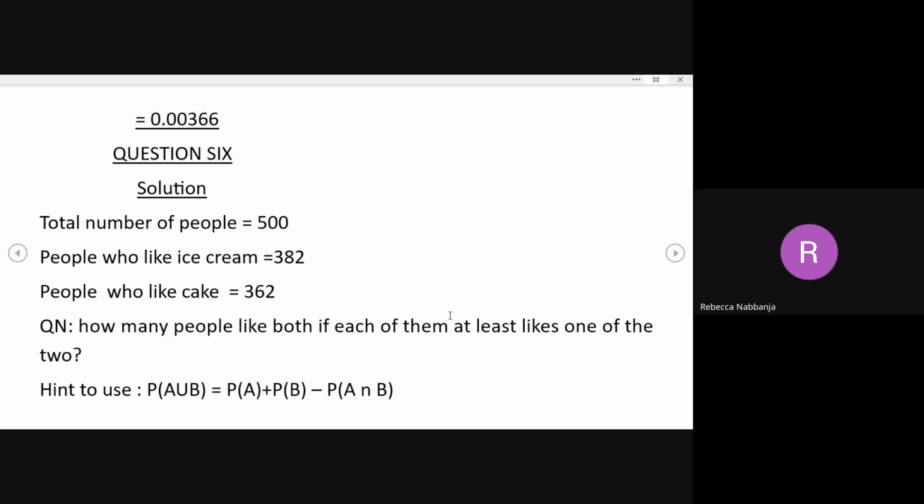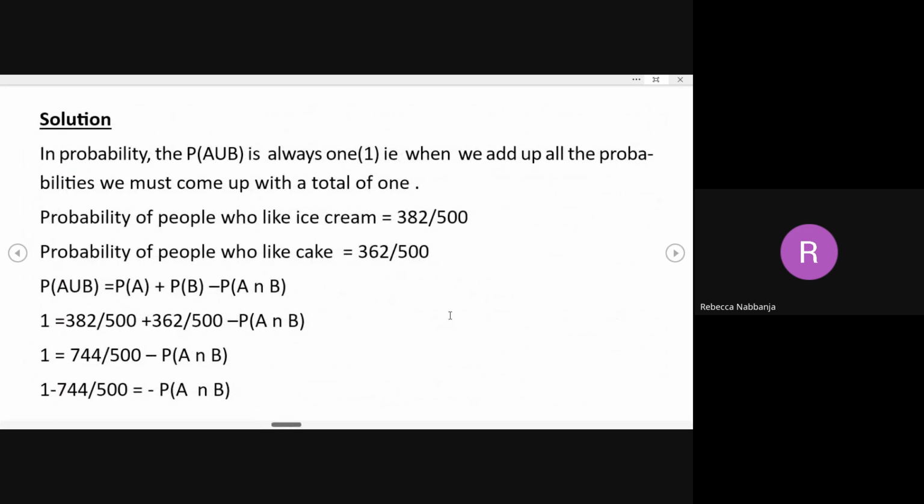we are trying to find how many people like both, if each of them likes at least one of the two. So we are told to use the formula for the probability of A union B, which equals probability of A plus probability of B minus probability of A intersection B. And we know that the probability of A union B is always 1. So I used that formula to find the probability. After finding it, we multiply that probability by 500 to get the number of people.